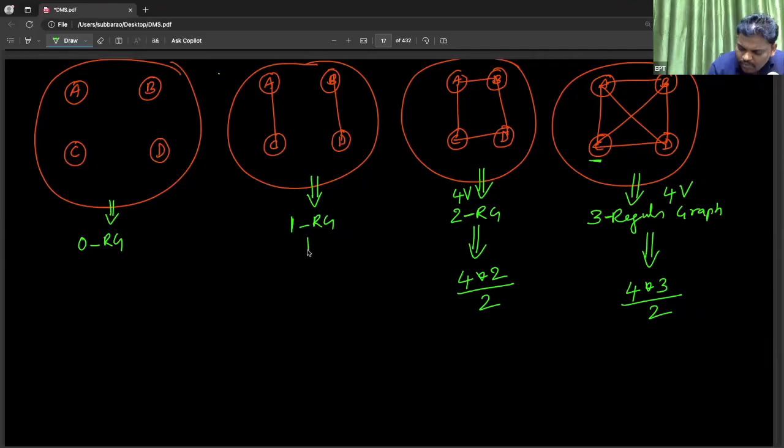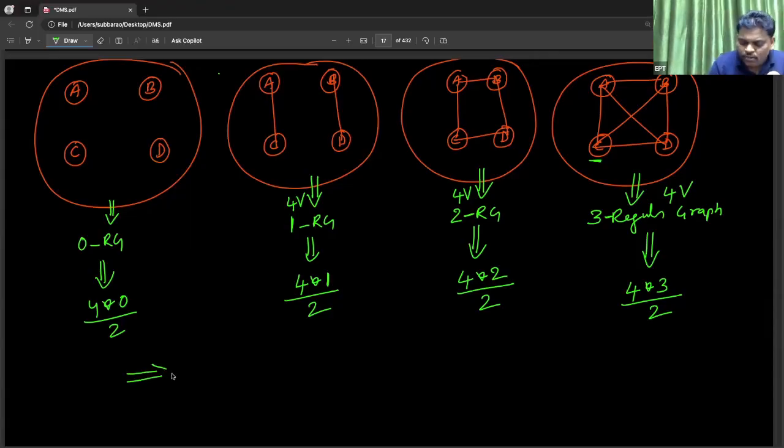In the similar way, there are 4 vertices, every vertex degree is 1. 4 vertices, 1 regular graph. That means 1 plus 1 plus 1 plus 1, 4 times. There are 4 people, every person degree 1. This is the sum of degrees. Divide by 2, the number of edges will come. So 2 edges. Similar way here also, 4 people, every degree 0. Divide by 2.